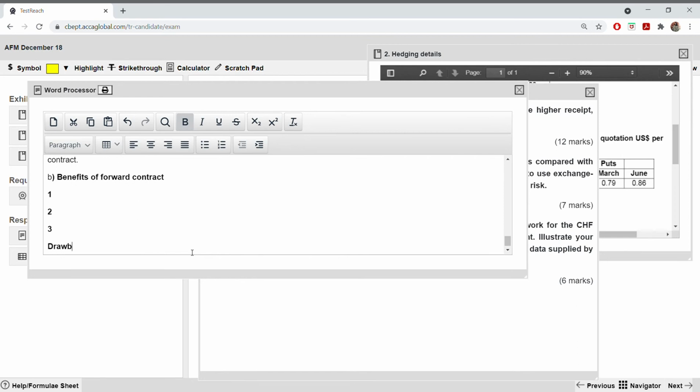This is just a layout I'm giving you. Here you can fill out your answer. Drawbacks of forward contract. Let's say here also you are giving 1 or 2 points, or it depends. But remember, 7 marks does not mean you are giving 6 or 7 advantages and only 1 drawback. No, definitely they will not ask a question where there is only 1 drawback and 6 or 7 advantages. So try to balance that out also.